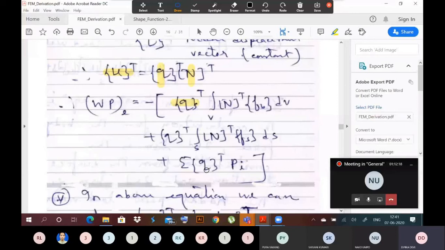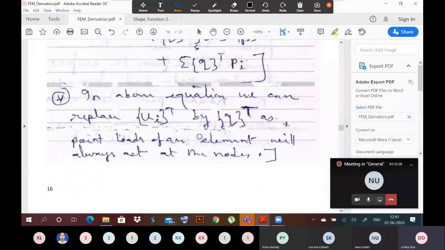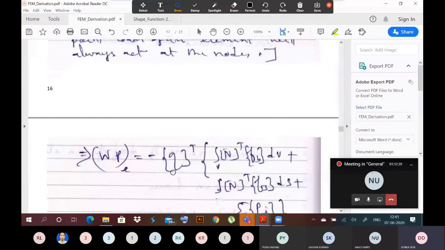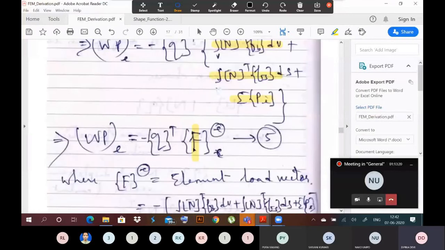This particular expression will convert the body force in terms of nodal force. This particular expression will convert the surface traction within the element in terms of nodal force, and this is already a nodal force. So when we sum up all these forces, we will get the nodal force vector of the element. So work potential is equal to minus Q transpose F^e. F^e means the nodal force vector of an element e.